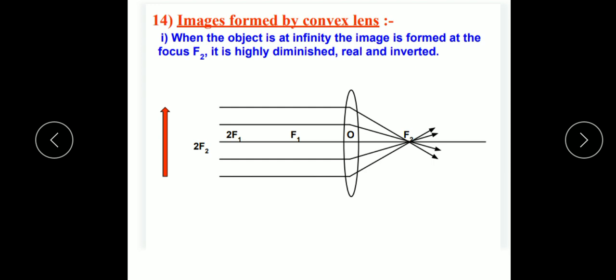So when the object is at infinity, the image is formed at the focus F2, and the nature of the image is real and inverted. The size of the image is highly diminished and point sized when the object is kept at infinity. This is the first case.